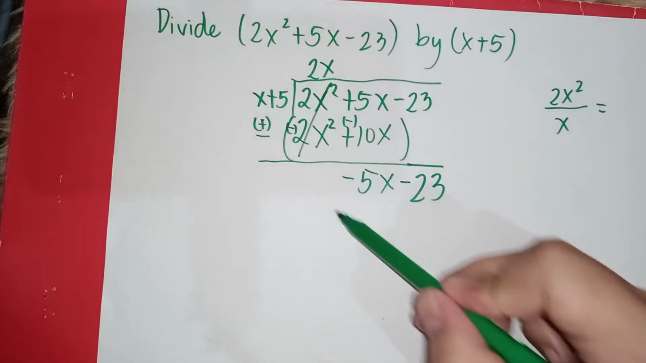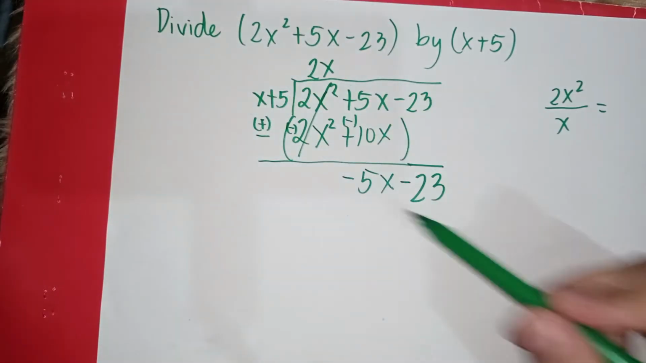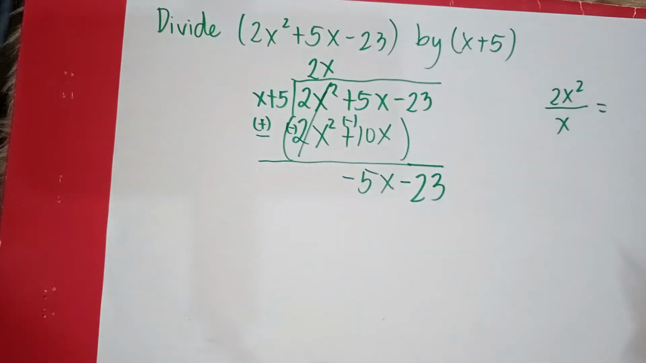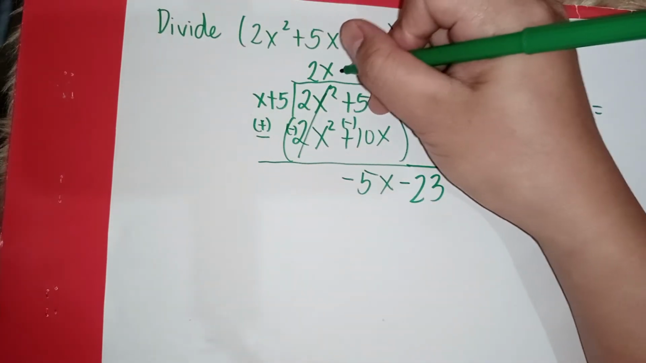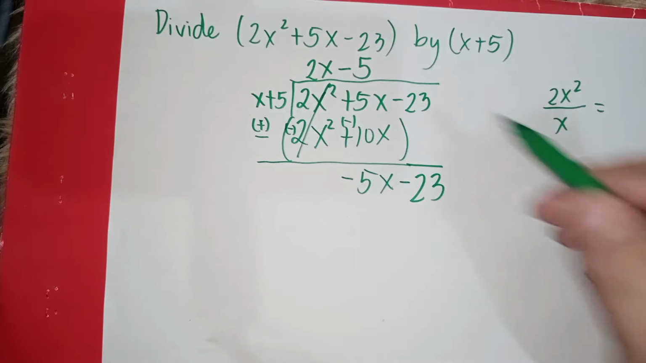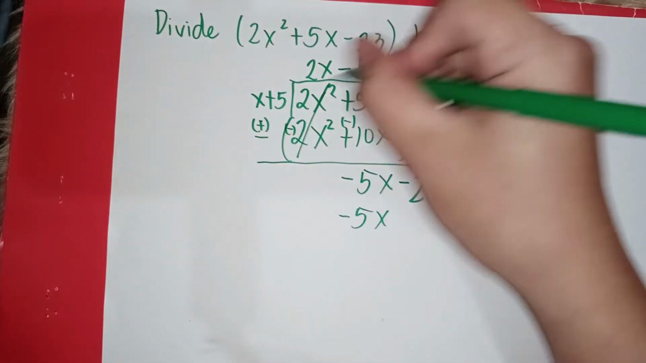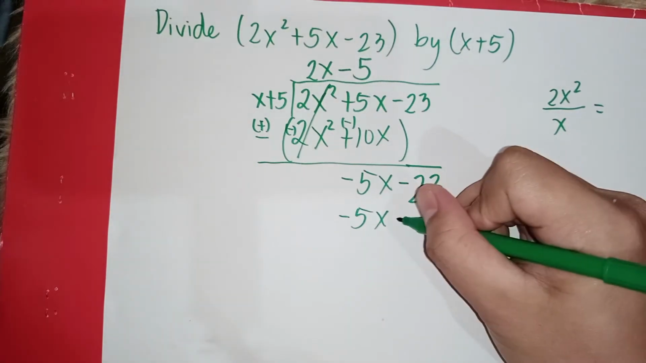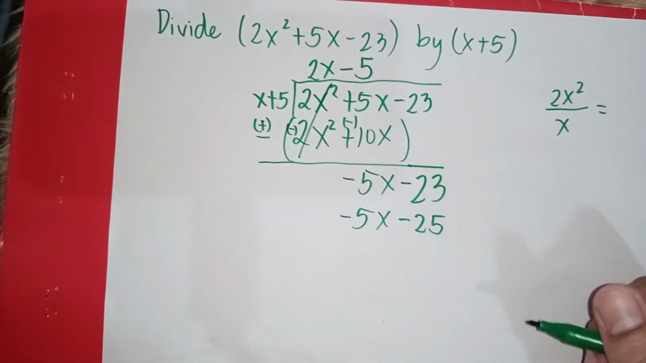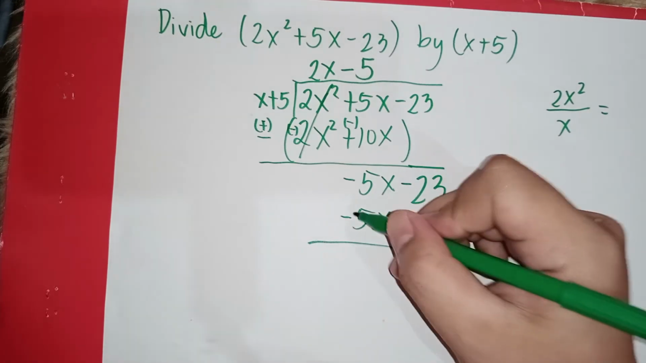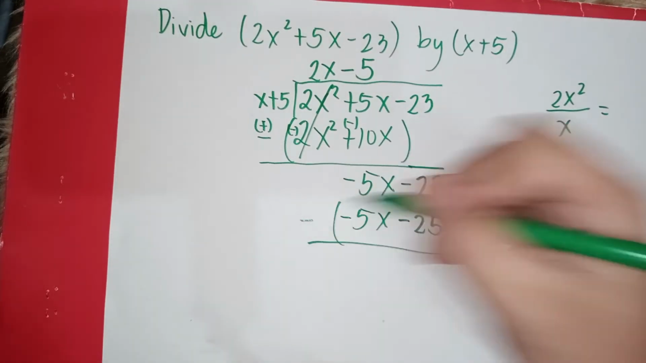So again, ang first term dito, i-divide by the first term ng divisor. So negative 5x divided by x, that is, yes, correct mga boss, that is negative 5. Negative 5 times x, that is negative 5x. Negative 5 times positive 5, that is negative 25. Okay? Okay, again, you're going to subtract.